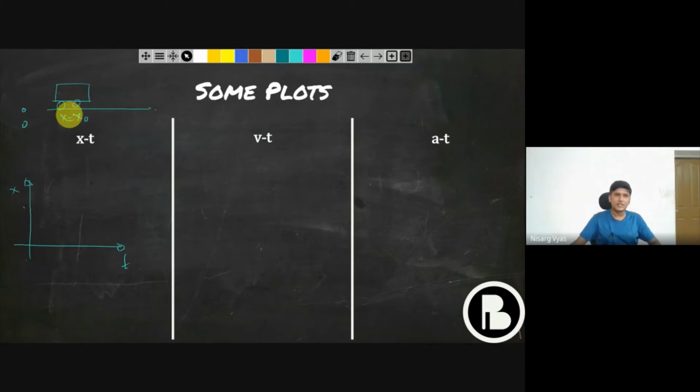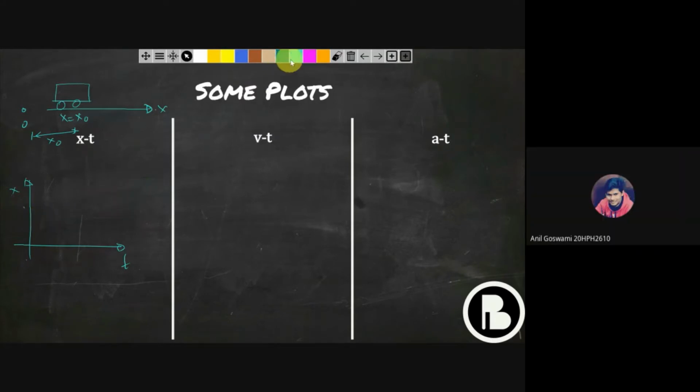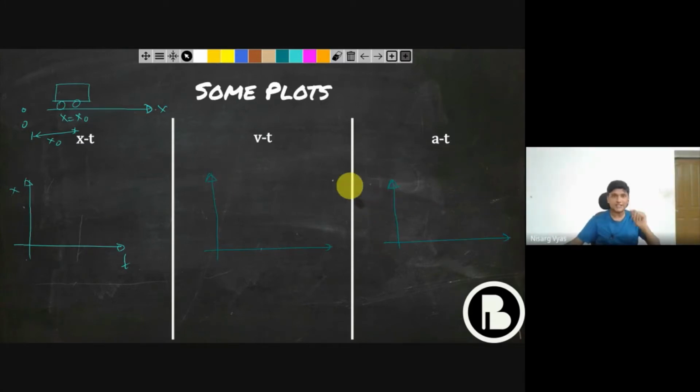This is the origin. This is the positive x-axis. Always define the axis first. That's the rule. And this distance is x naught. So if it is standing still there, what should be the xt plot? A line parallel to t that passes through x equals x naught. Yes. So that is your xt plot.